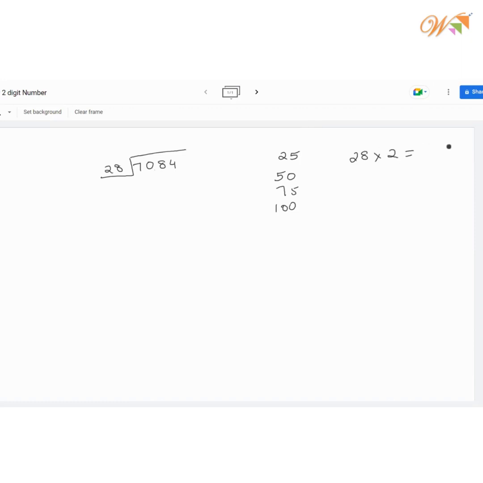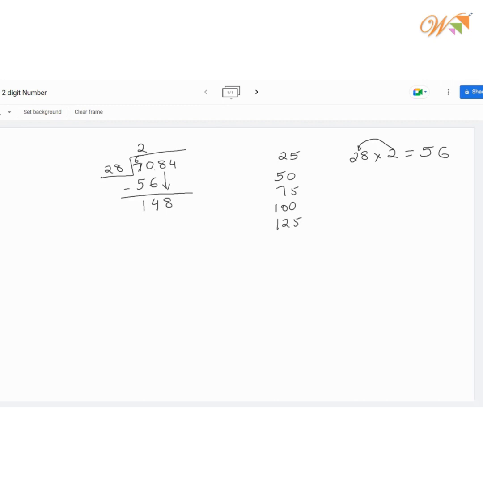So 2 times 8 is 16, 6 here, 1 in your hand. 2 times 2 is 4, 4 plus 1, 5. It will give you 56. So let's write 2 over here and 56 over here and subtract it. Now, when you subtract it, this will give you 4 and this will give you 1, right? So now this 8 comes down. Now we have 148.